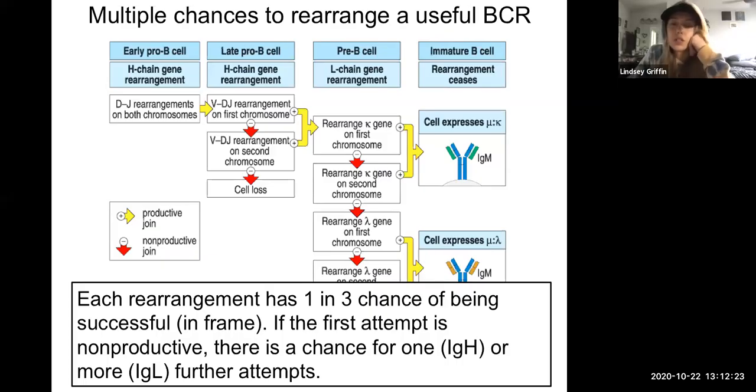I have a question actually. So what exactly is classifying the success of these rearrangements? I know that it says on the slide right here that it's in frame, but is that it? Excellent.